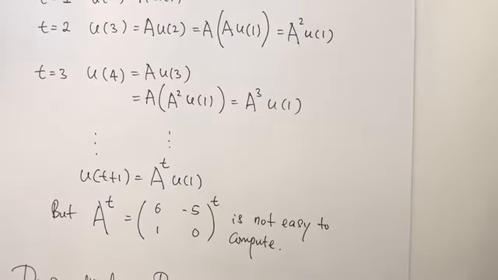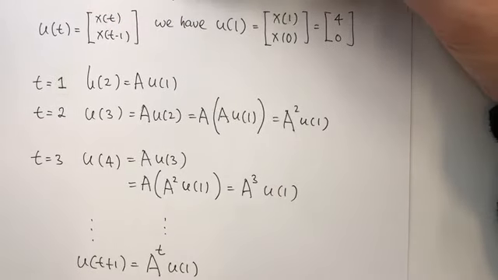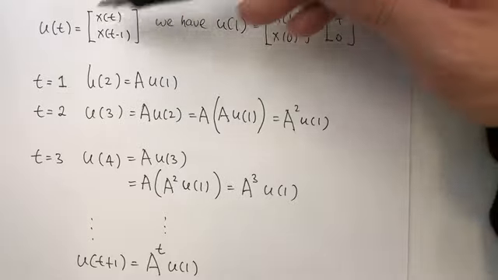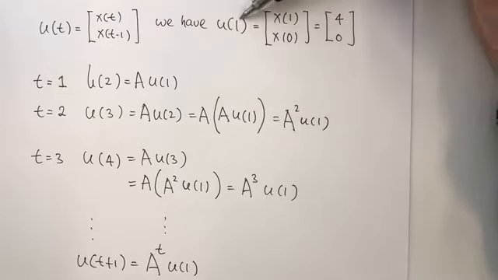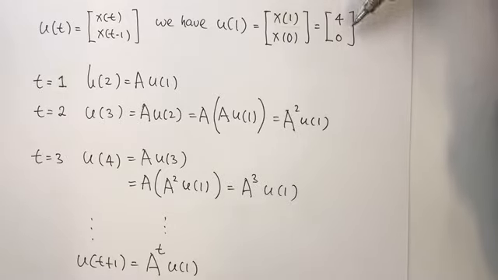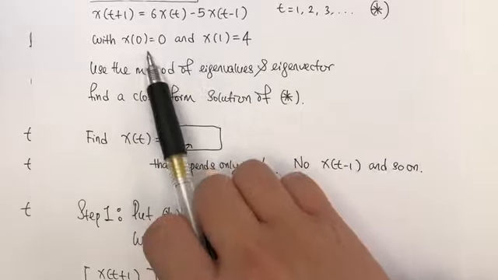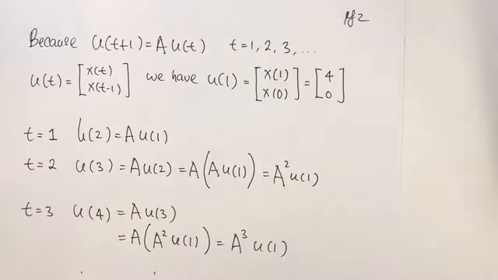Let's look at what happens if we try to compute u_{t+1}. So u_{t+1} equals A times u_t. Because of that, u_1 is x_1 and x_0, and we have that information, which is 4, 0. We have that in the beginning, which is right here. We are given x_0 equal to 0 and x_1 equal to 4.